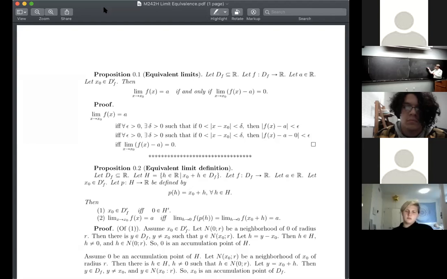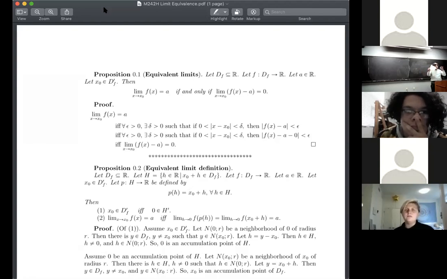So all I'm doing basically is shifting the graph from one place to another. This is a composite function, and since it's a composite function, it's complicated. So what does the proof do?